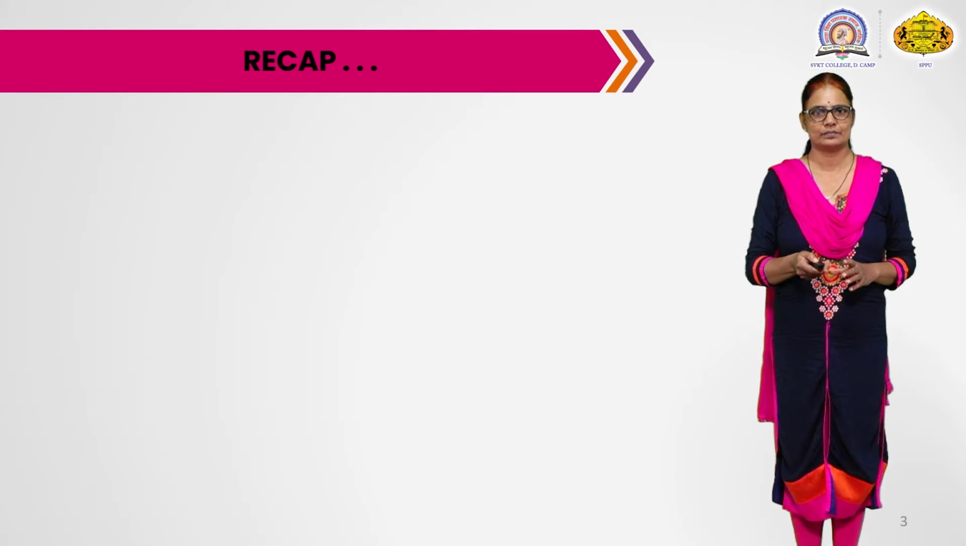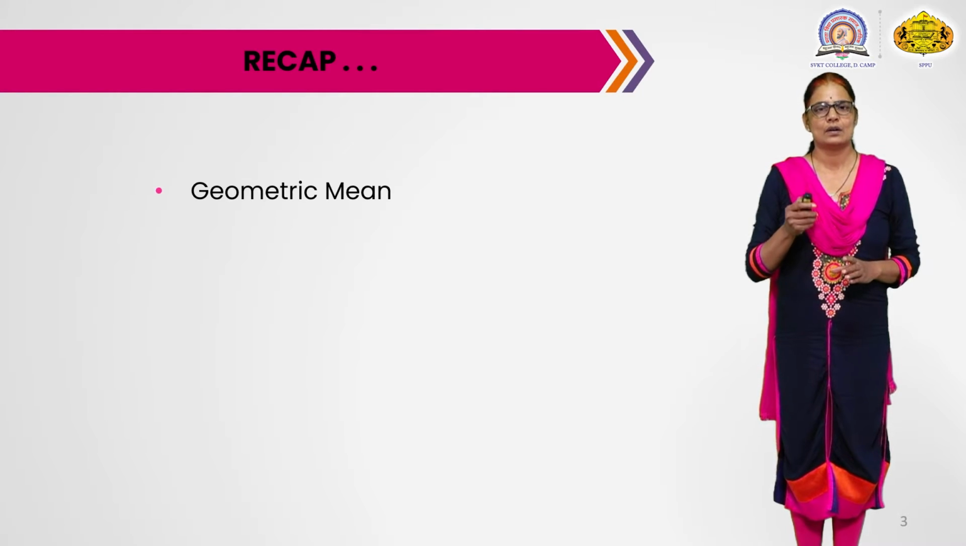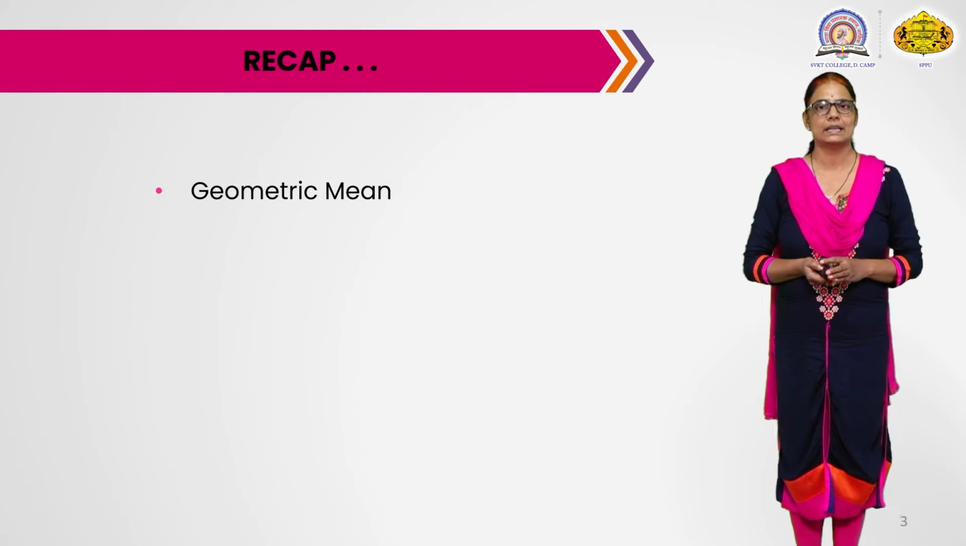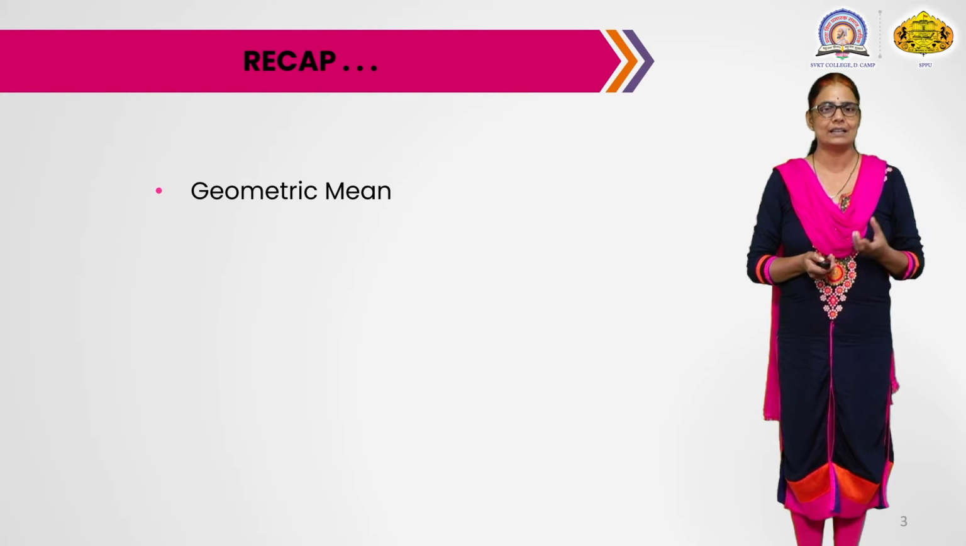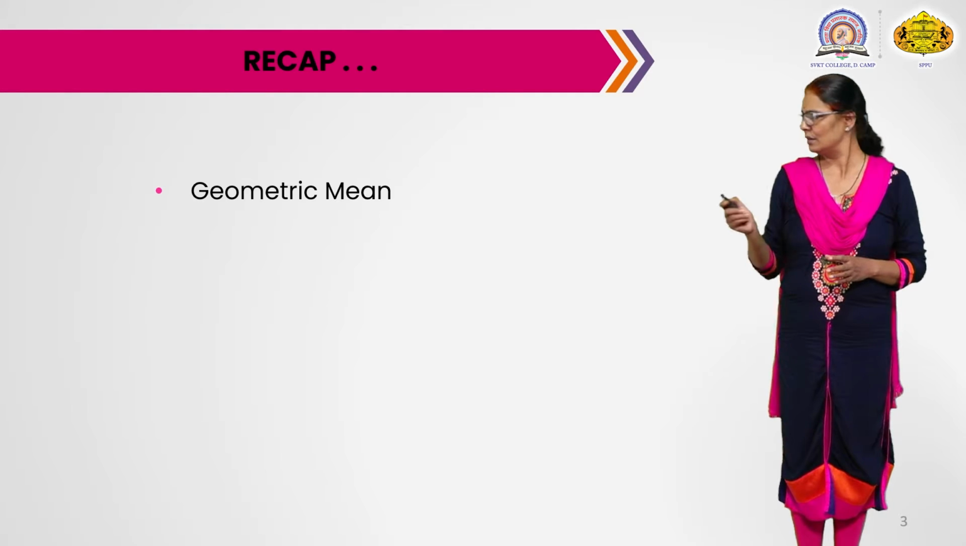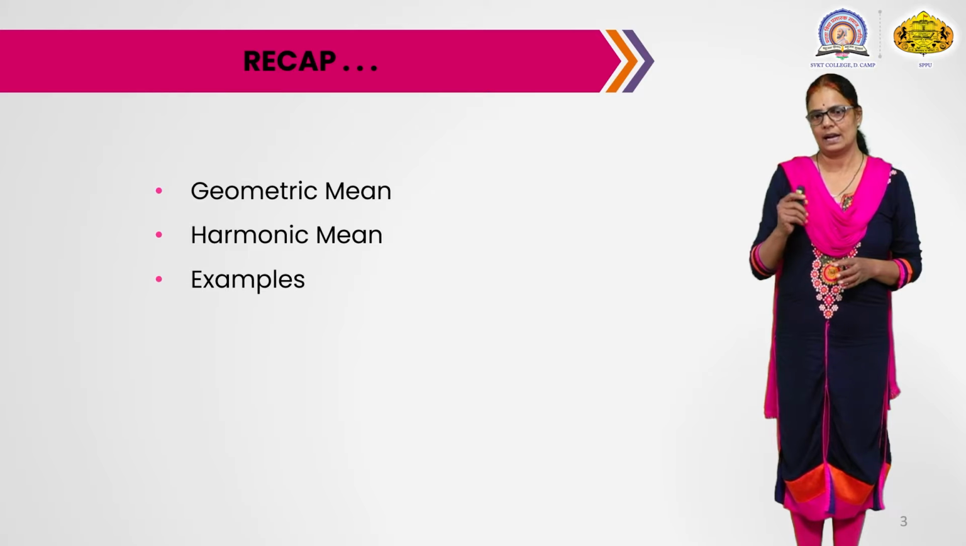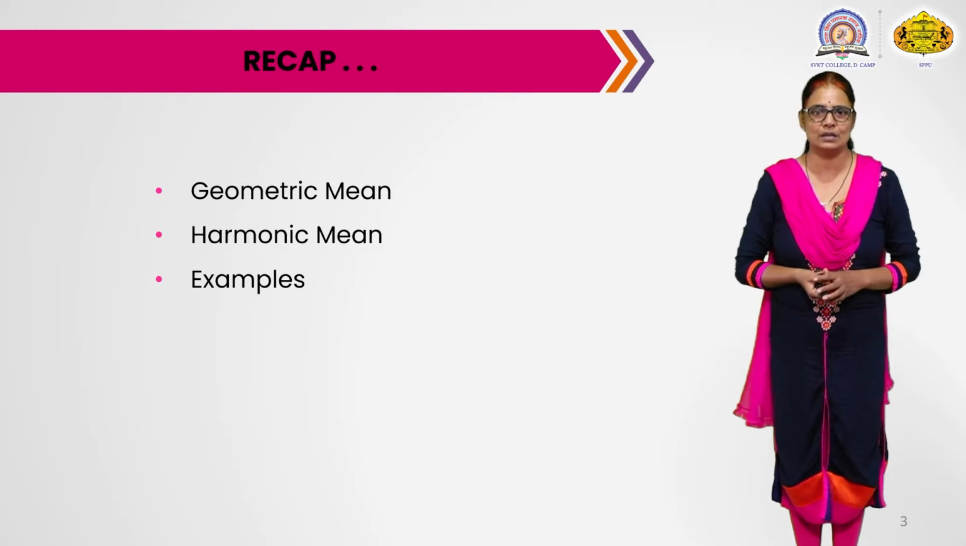Today's lecture's topic is Range and Standard Deviation. It is from Unit 4, Measures of Dispersion. So let us recall the previous lecture. If you remember, in the last lecture, we studied the geometric mean, harmonic mean and the related examples.